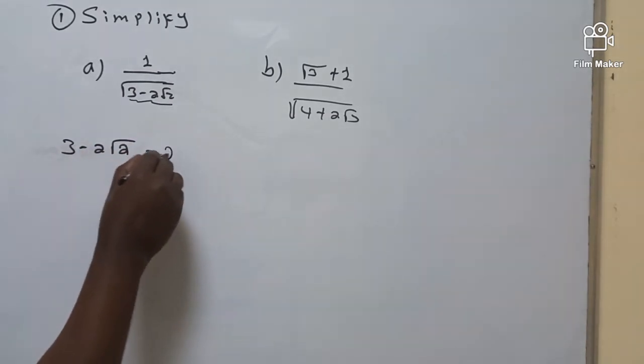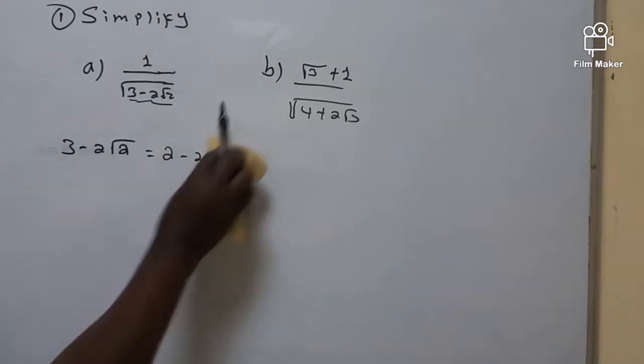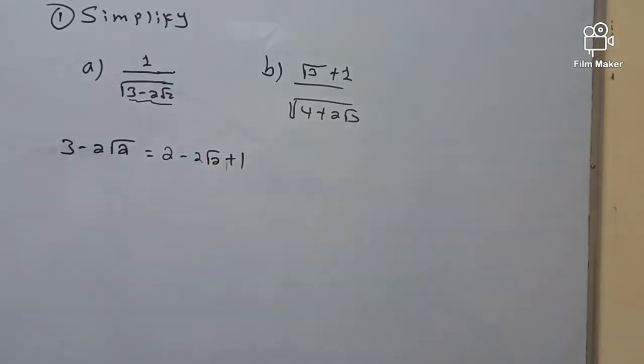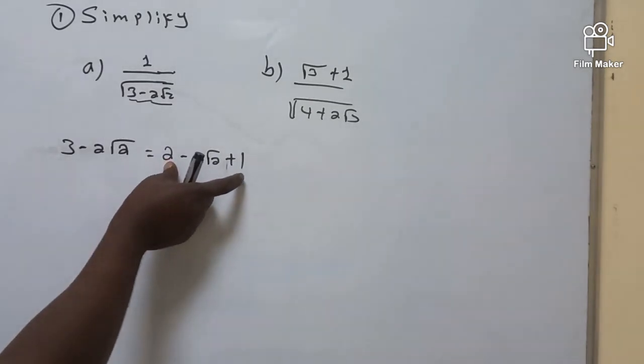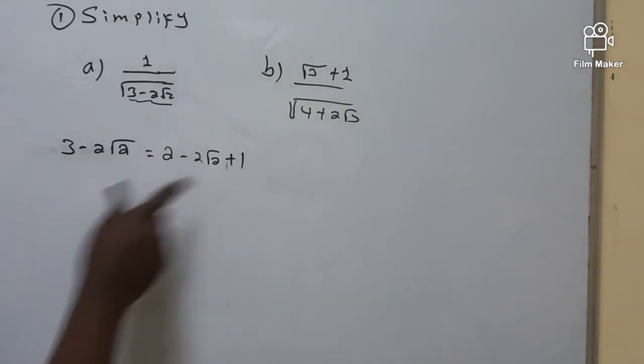So this is written as 2 minus 2 radical of 2 plus 1. We have to rearrange these in order, so we have 2 plus 1. That means these two expressions are already the same, and this is a perfect square. If it is already written in this form, it is perfect.